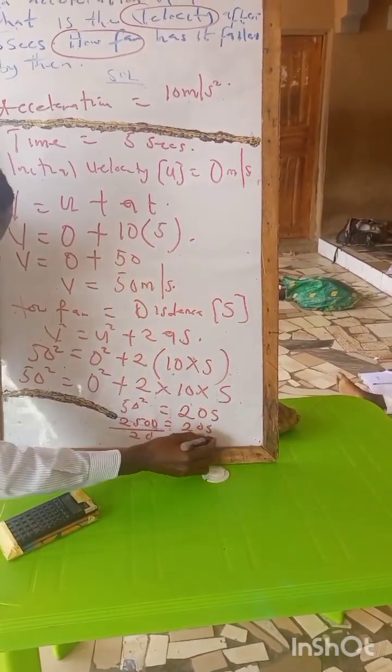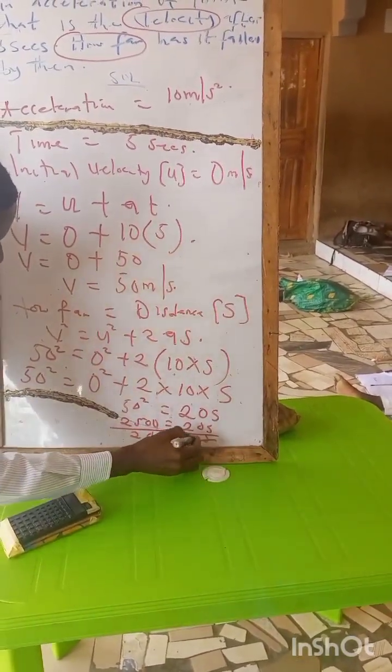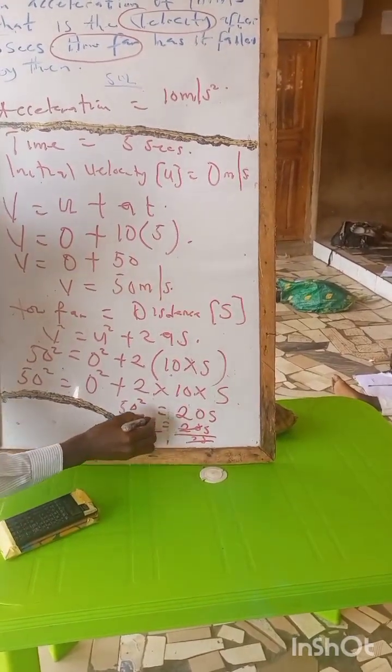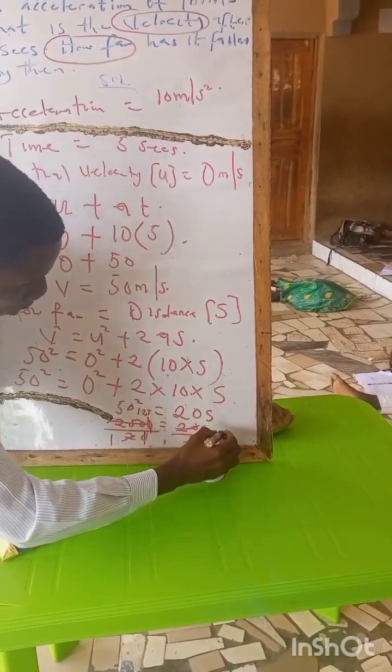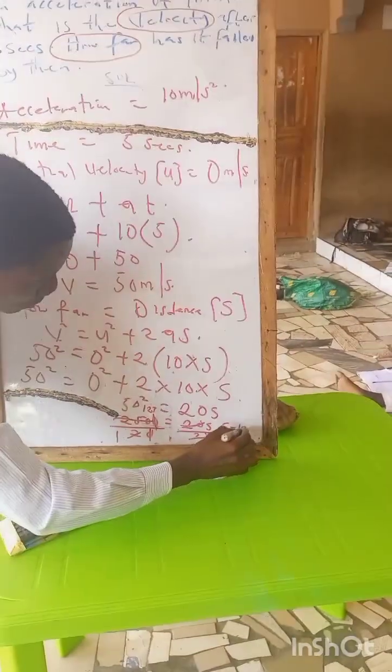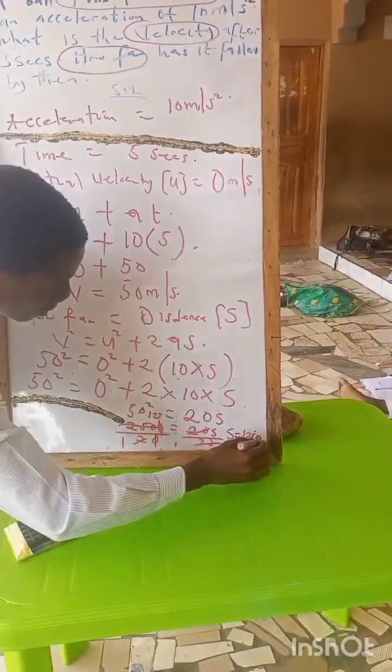Divide through by 20 on both sides. 20 cancels 20 here, 0 cancels 0, 2 here is 1, 2 here is 125. Therefore, distance equals 125 meters. So that's all.